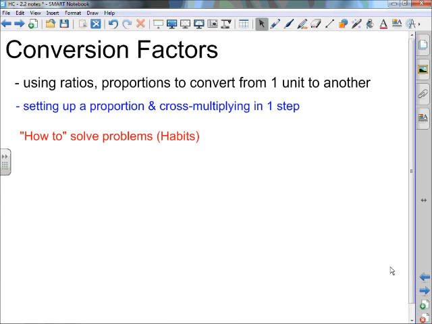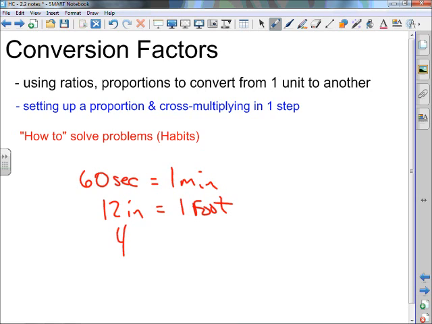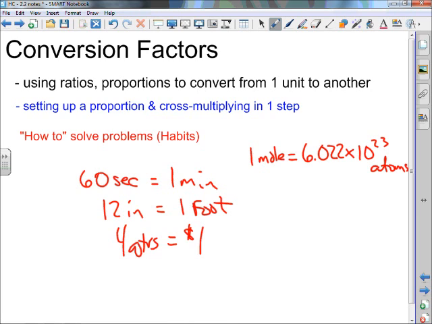When we talk about conversion factors, we're simply talking about things like there are 60 seconds in 1 minute. 12 inches are equal to 1 foot. 4 quarters are equal to $1. We will also get into chemistry ones. For example, 1 mole equals 6.022 times 10 to the 23rd atoms, as well as others. Again, we're not learning about the specific chemistry conversions. We're just learning how to set these up correctly.